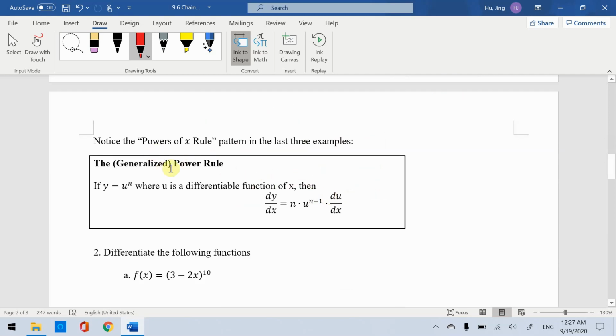Now let's talk about the power rule. We are already familiar with the power rule.